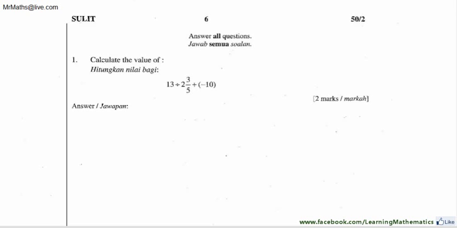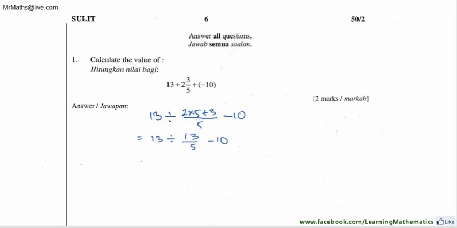Question number 1, calculate the value of 13 divided by 2 3/5, and then minus 10. Alright, so let's do that. 13 divided by 2 3/5. If we convert it to an improper fraction, that will become (2 times 5 plus 3) over 5. And then minus 10. So 13 divided by 13 over 5, minus 10.